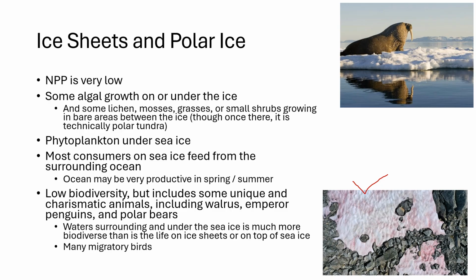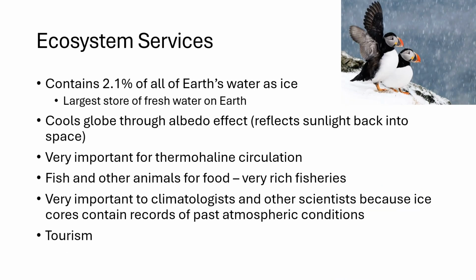They're all going out to the oceans to feed. There is low biodiversity, but the biodiversity that is there is very unique and tends to be very charismatic, meaning that people tend to like them because they're really cool animals like walrus, polar bear, and penguins. And like I have here with these puffins, there are lots of migratory birds that utilize the ice shelves, the ice sheets, the ice fields, all of that stuff.